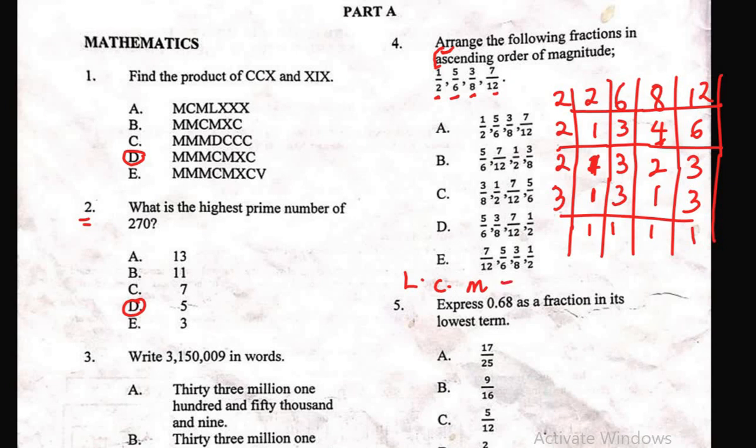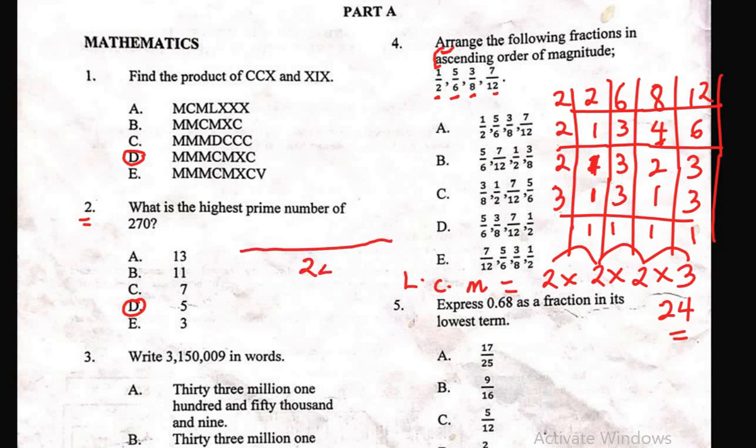Alright, so the LCM will be 2 times 2 times 2 times 3. 2 times 2 is 4. 4 times 2 is 8. 8 times 3 is 24. The LCM is 24. Okay, once you get the LCM, you draw a straight line and put the LCM there, which is 24.